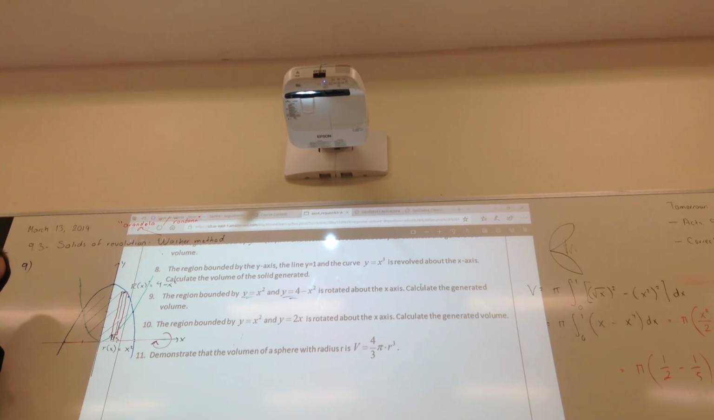¿Sí ven la diferencia entre el disco y el washer? Sí. Aunque aquí se ve que la verde toca el eje, como sería como un tipo de dona, pero sin hoyo. Es que no sé cómo es. El problema es de que hay un pedazo que no está pegada al eje de rotación. Cuando es disk method, es cuando toda la función está pegada al eje de rotación. O sea, no hay hoyos.